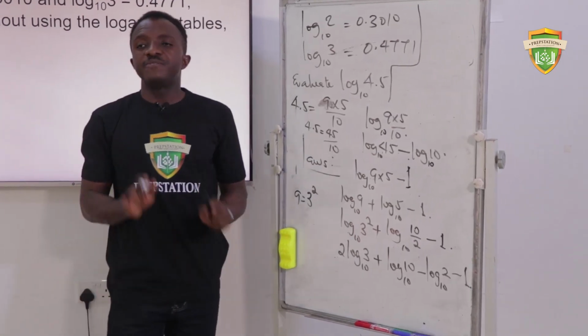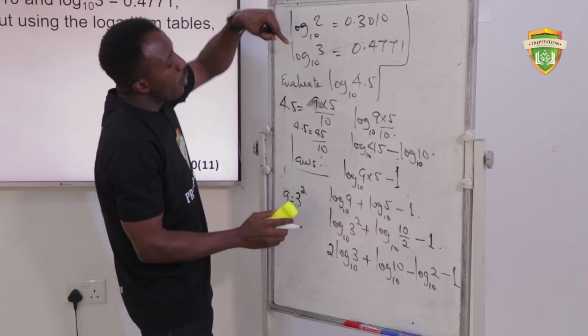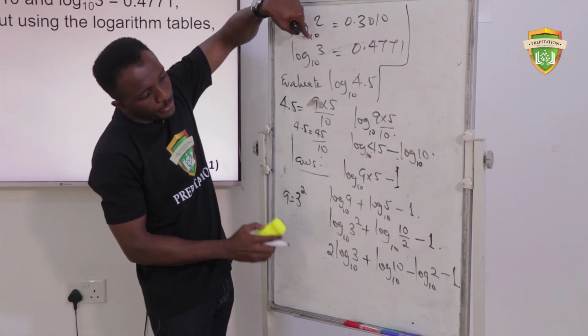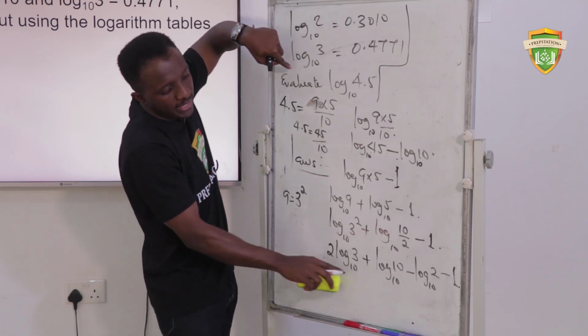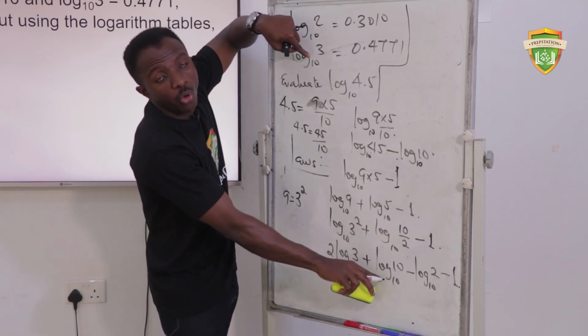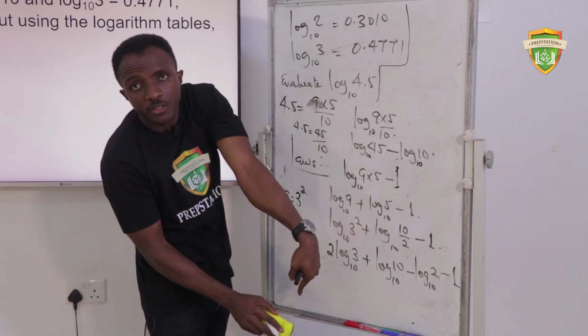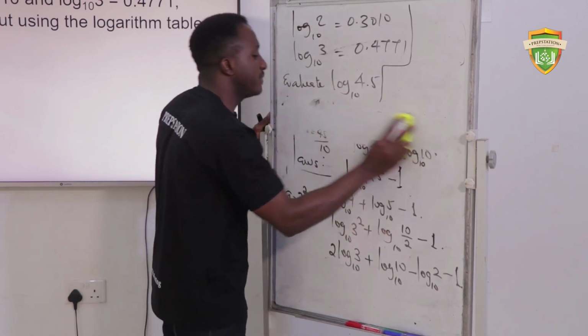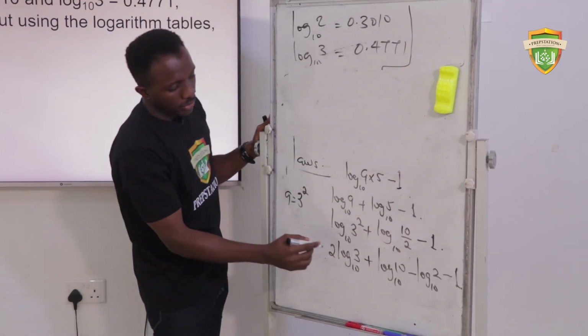Now the work becomes very, very easy for us. Already we have what we've been given. We've been given log 2 to base 10, so we are going to replace that here. We've been given log 3 to base 10, we're going to replace that here. And we know that log 10 to base 10 is 1. I've shown you from the fourth law. So we're going to apply all of that, and then we're fine. We get our answer. So let's go.